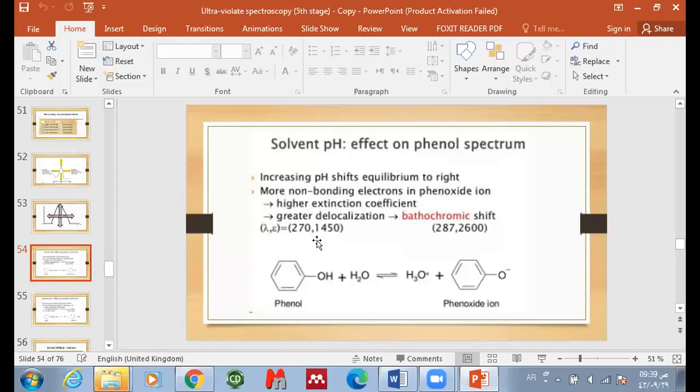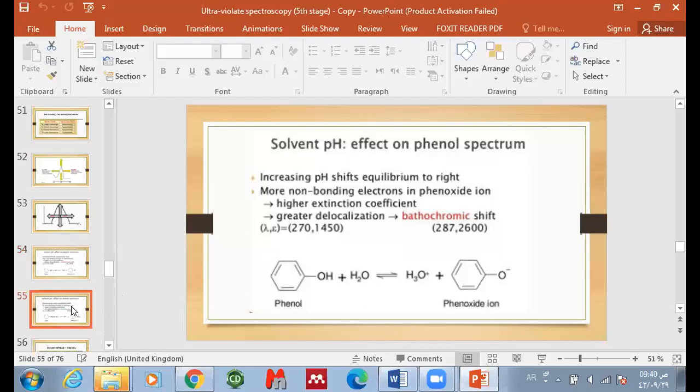So we can see here the absorbance will shift from 270 for the phenol to a higher wavelength, 287, and the coefficient will be increased as well from 1450 to 2600 for phenoxide ion. This means it will form a bathochromic shift due to increasing the pH.